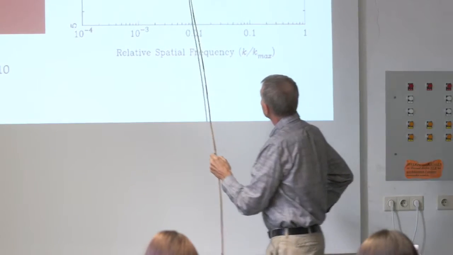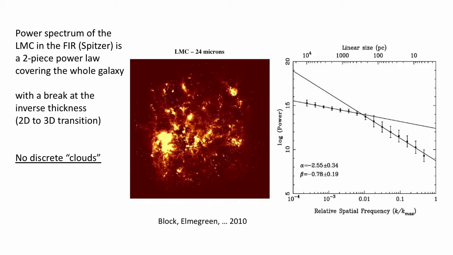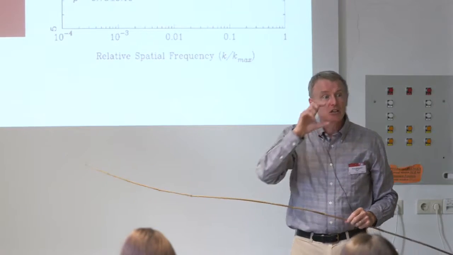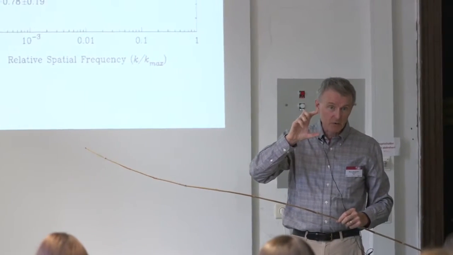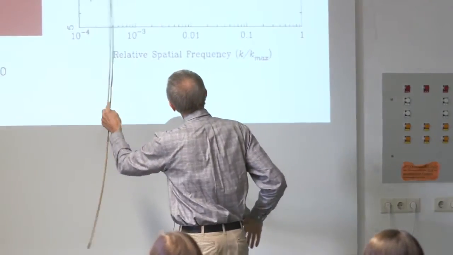And this is the log scale of the amount of Fourier transform power versus the spatial frequency on the log scale. So there are two power laws here. Kolmogorov turbulence gives a power law. And 3D Kolmogorov turbulence gives this slope. 2D gives this slope. So you're seeing here a transition from scales smaller than the thickness, where you have 3D turbulence, to scales larger than the thickness, on this side, where you have 2D turbulence.